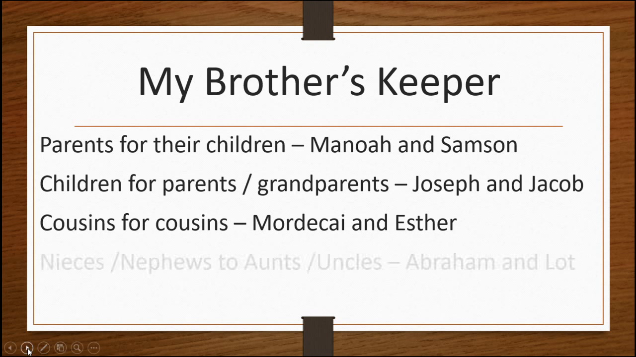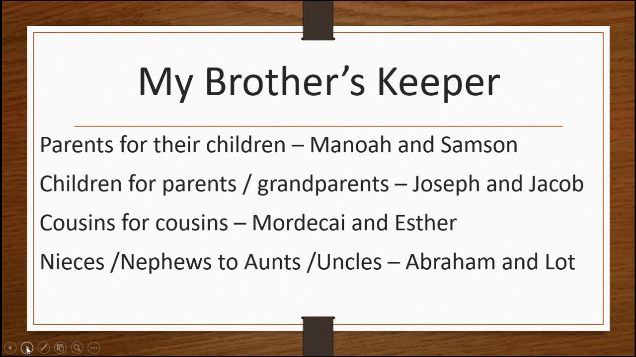Here's another one to consider. How about nieces and nephews to aunts and uncles? Well, a great example of that is Abraham and Lot. How it was that Abraham took care of Lot, how he saw to his needs as best he could until they divided the land. The idea is that Lot was raised, and perhaps I'd like to think maybe had some spiritual supervision, in his relationship with his uncle Abraham.